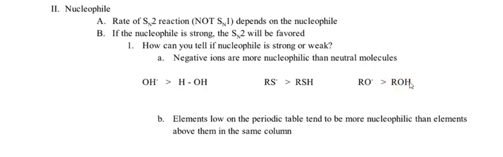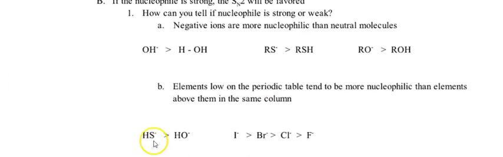All right, how else can you tell? Elements low on the periodic table tend to be more nucleophilic than the elements above them in the same column. So let's look at these guys. HS is a stronger nucleophile than HO. Why? Because S is lower on the periodic table than the oxygen. And iodine is better than bromine, chlorine, and fluorine.